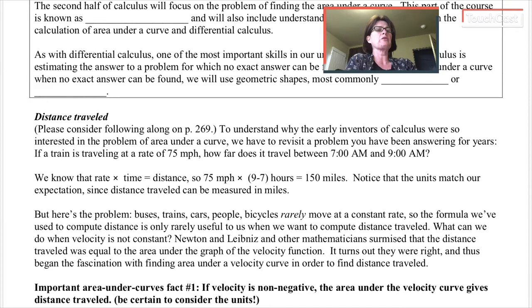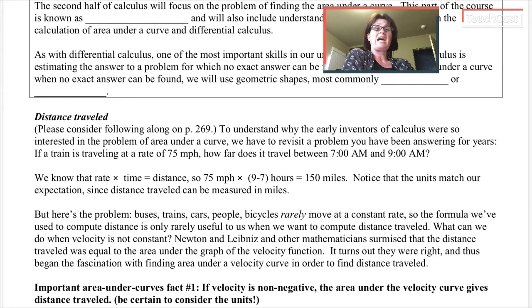So you can see that picture in the book. If we think about the curve, y equals 75, it's a constant, right? The train is going at a constant speed. So when we find the area under y equals the speed between 7 and 9, we're actually finding the area of a rectangle 2 hours wide by 75 miles per hour high. 75 miles per hour times 2 hours makes 150 miles.